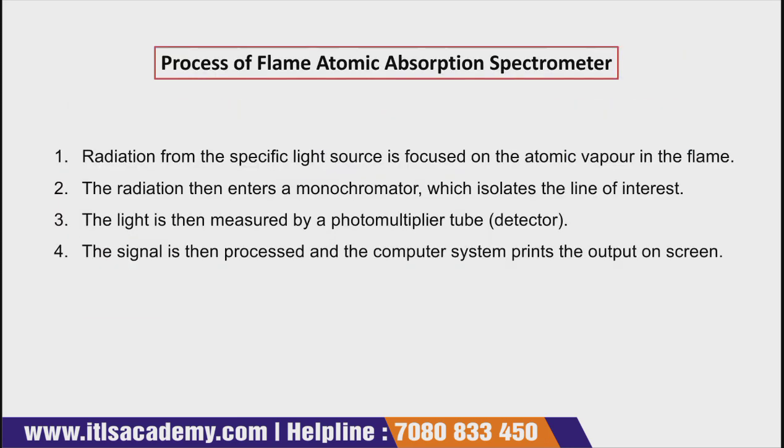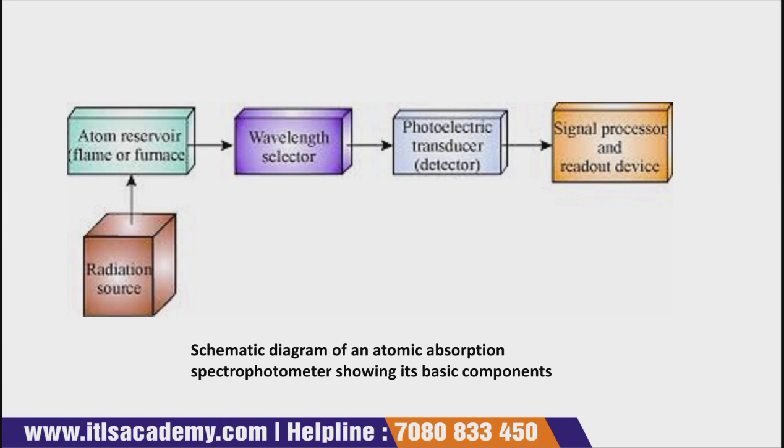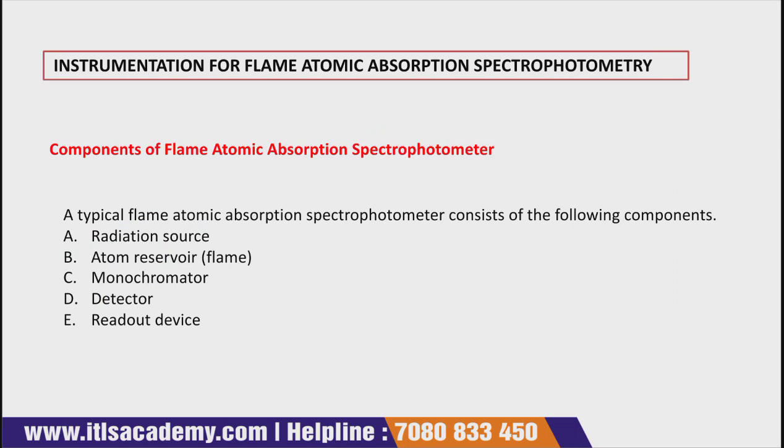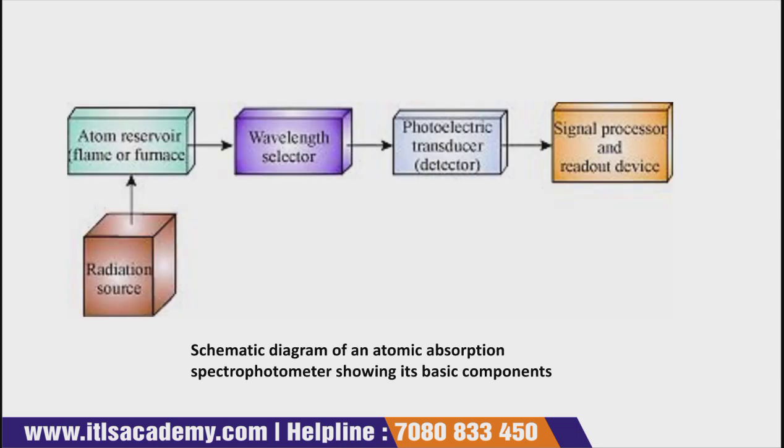This is the whole systematic diagram to understand the various components. There is a radiation source, a flame or furnace, then a wavelength selector, then a photoelectric transducer, known as the detector, then comes a signal or readout device. We are going to understand each part in detail, starting with the first one, the radiation source.